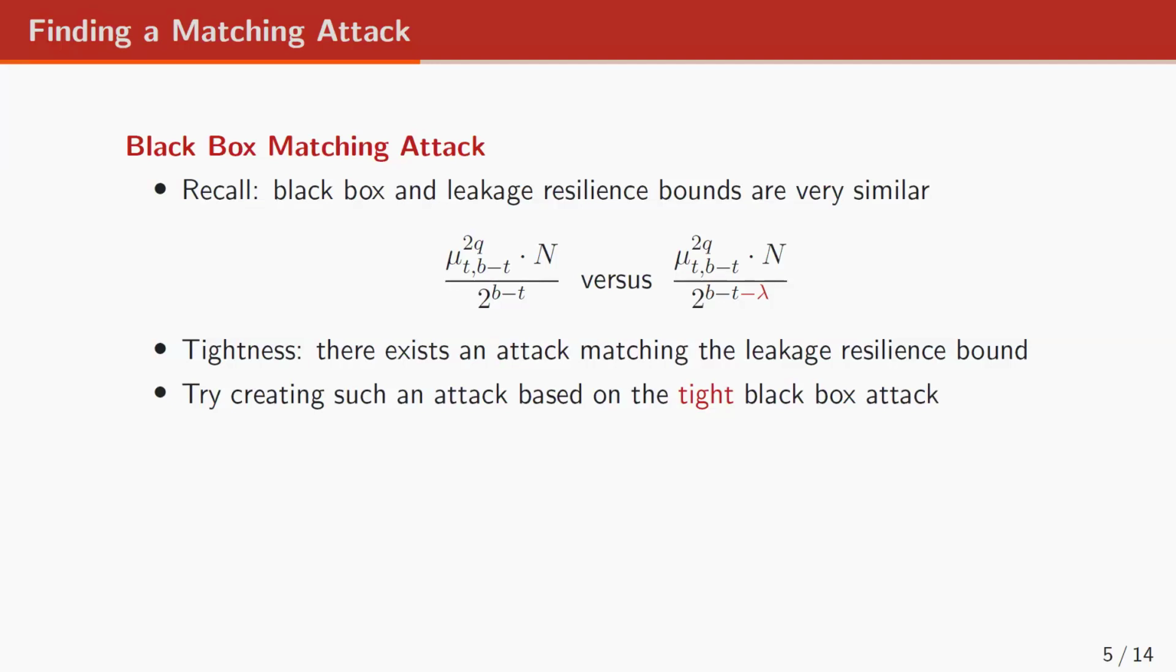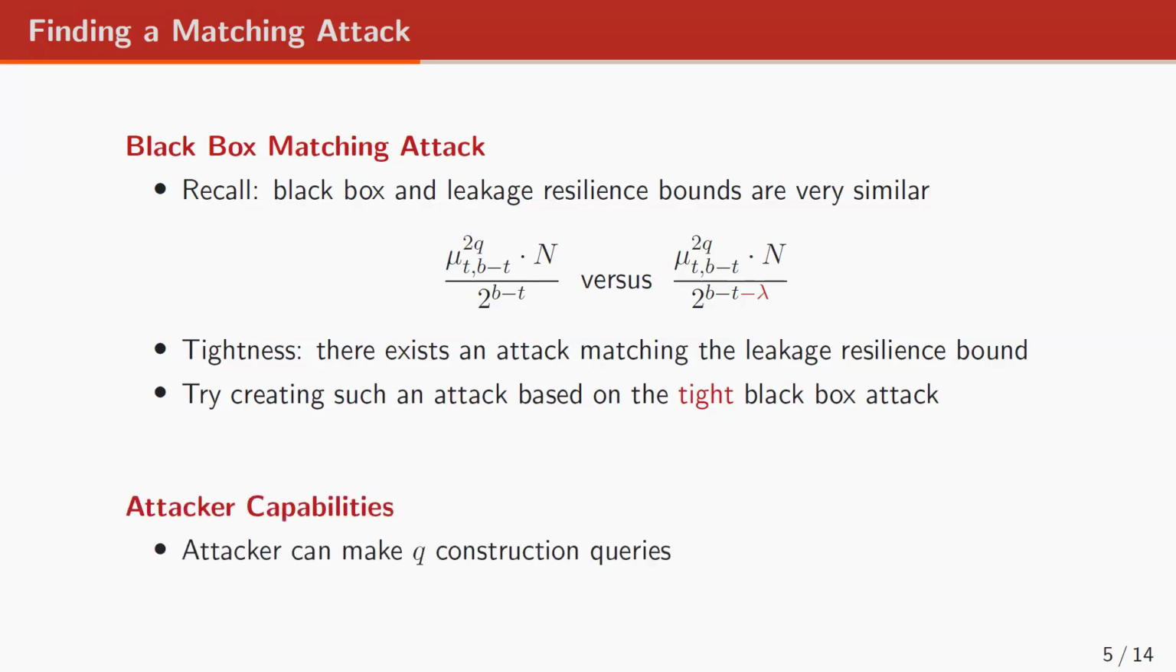But because we know that the black box bound is already tight, we know that there exists a matching attack for this term. So we can use that attack as a sort of baseline to find an attack for this term. So now we'll first look at the black box attack. And we assume that the attacker can make Q construction queries to the SUX construction.